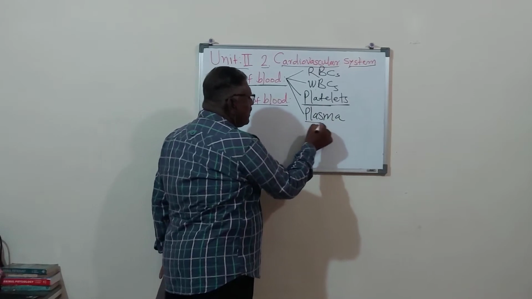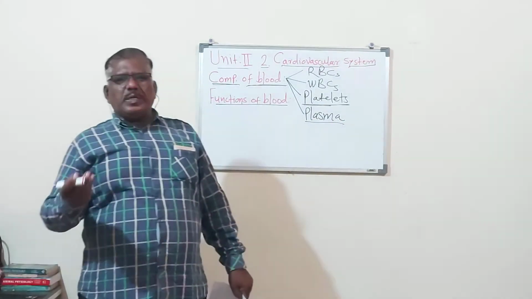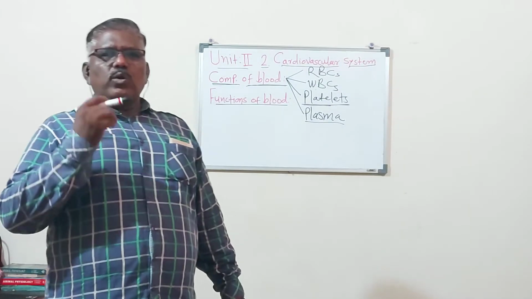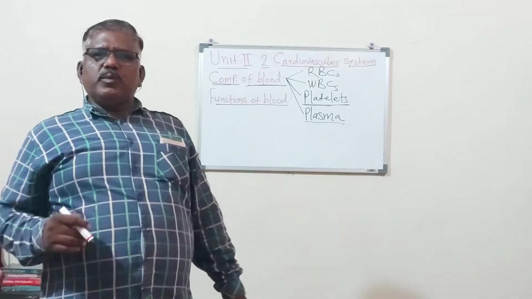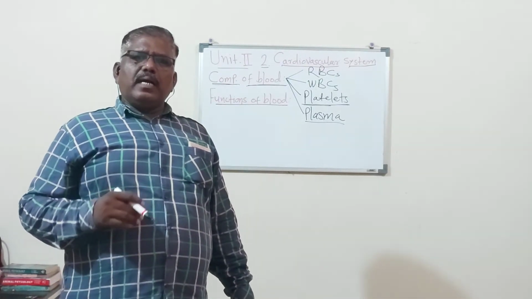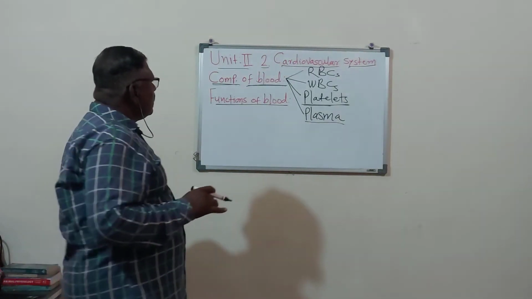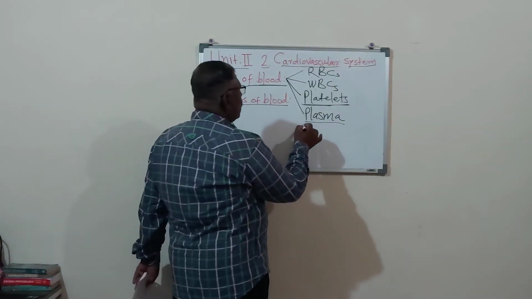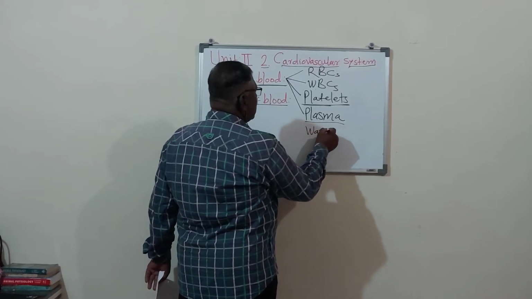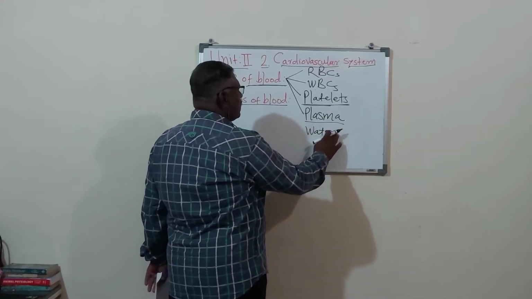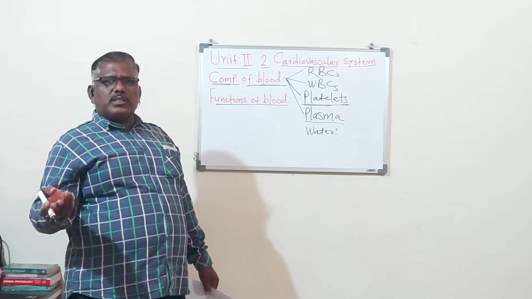Then the other important thing is the plasma. This is just like a yellowish colored fluid in which the RBCs, WBCs and platelets are present and circulating in the body. Again one thing here. Some content, water is also there in the blood. Some other things are there, proteins are there.